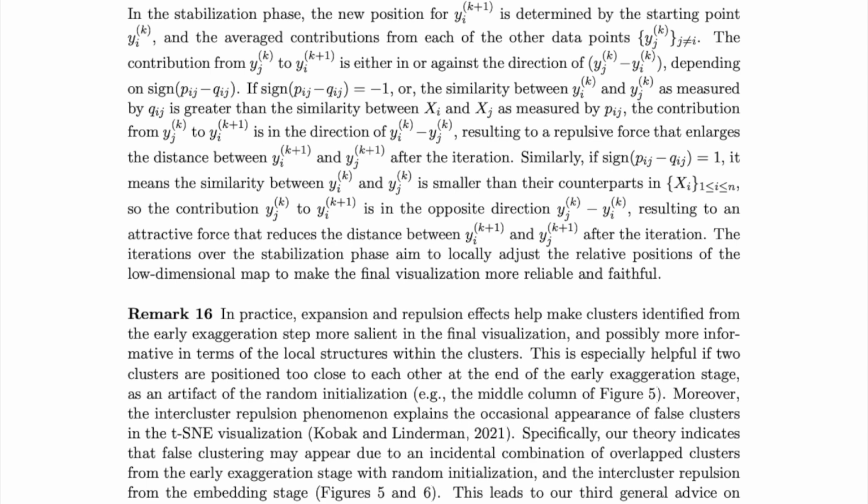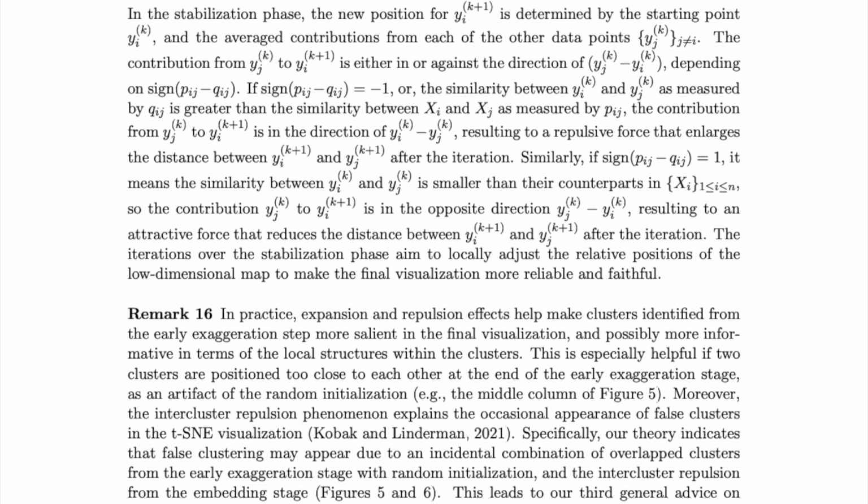Similarly, if sign(p_ij − q_ij) equals 1, it means the similarity between y_i^k and y_j^k is smaller than their counterparts in x_i, 1 ≤ i ≤ n, so the contribution from y_j^k to y_i^{k+1} is in the opposite direction, y_j^k minus y_i^k, resulting in an attractive force that reduces the distance between y_i^{k+1} and y_j^{k+1} after the iteration. The iterations over the stabilization phase aim to locally adjust the relative positions of the low-dimensional map to make the final visualization more reliable and faithful.